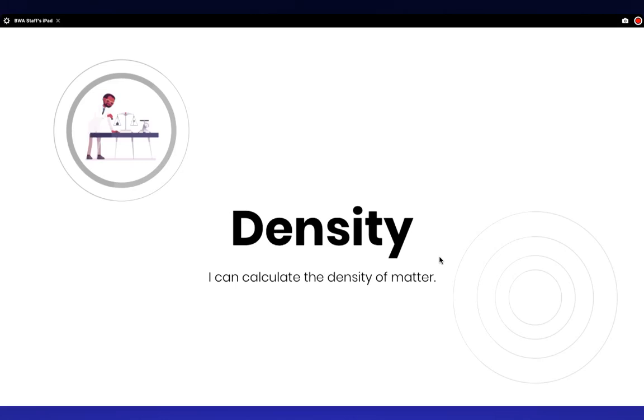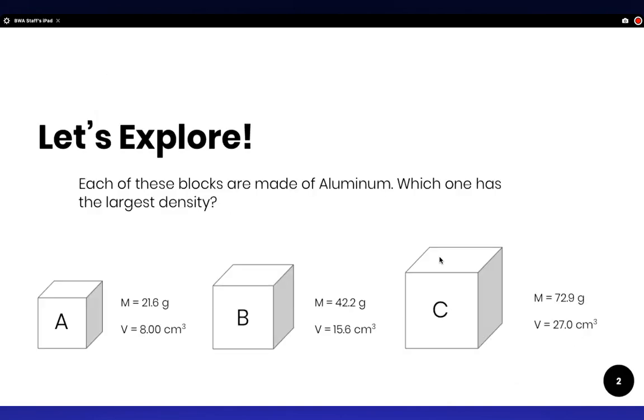Hello, chemistry students. Today we are going to put all of the math we've been talking about this week to the test, and we're going to talk about a property of matter called density. Let's begin with a little exercise. Each of the blocks here are made of aluminum. Which one has the largest density?